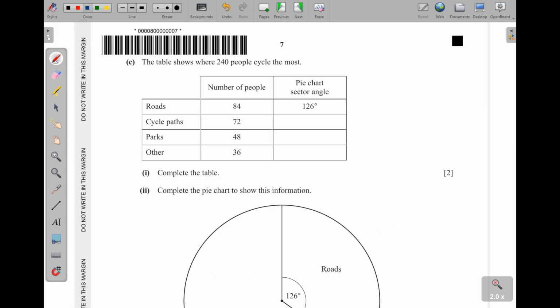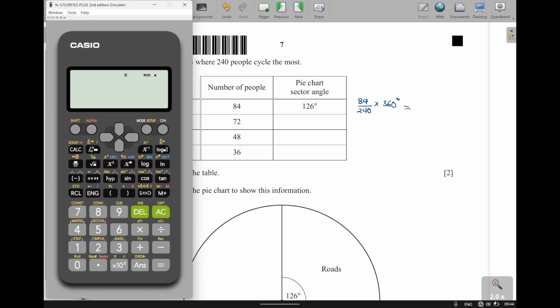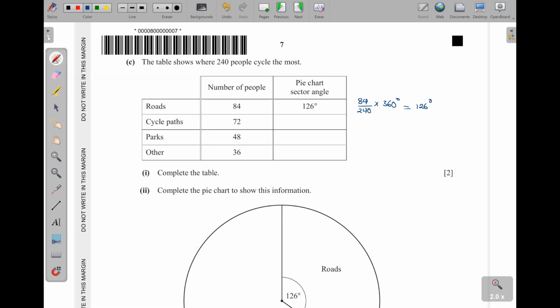Part C: the table shows where 240 people cycle the most, and we are told to complete the table as Roman 1. So how do we get the sector angle? We take the number of people, which is 84, divide by the total, which is 240, then times the angle sum in a circle, which is 360 degrees. Let's check whether it gives us 126. We have 84 out of 240, then times 360. You get 126. So this is correct.